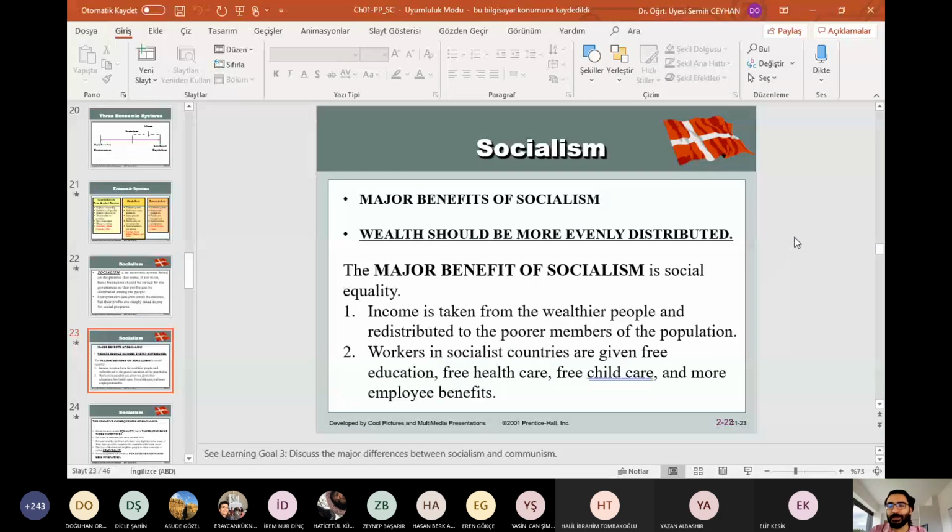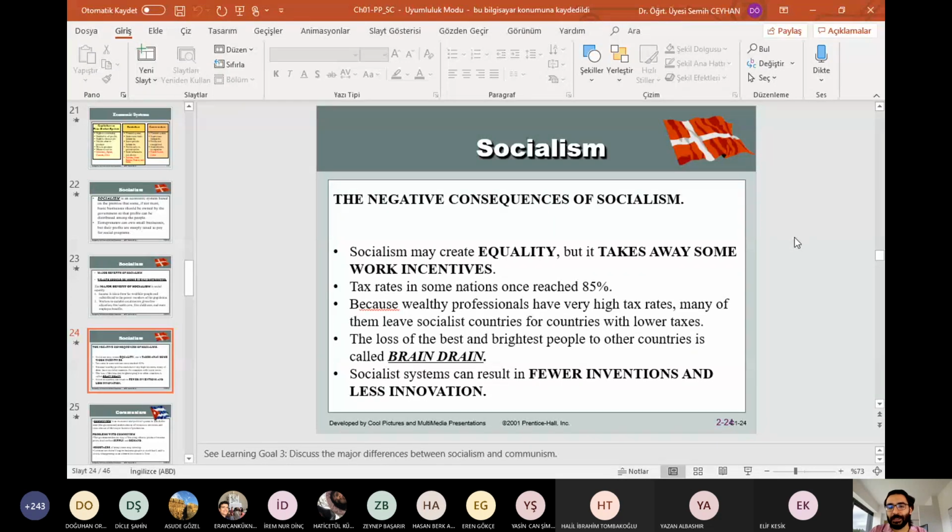So wealth is evenly distributed among the people. Income is taken from the wealthier people and redistributed to the poorer members of the population. Workers in socialist countries are given free education, free healthcare, free childcare, and more employee benefits. There are very good things for the employee side, for the people side. But they give some equality, but they take away some incentives.